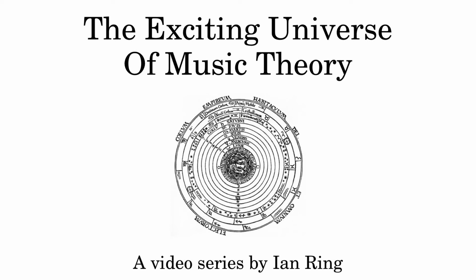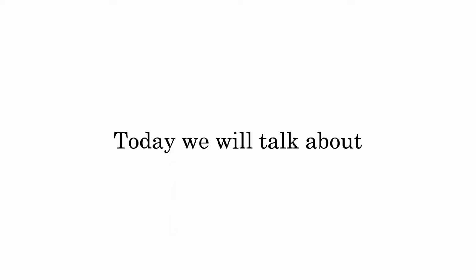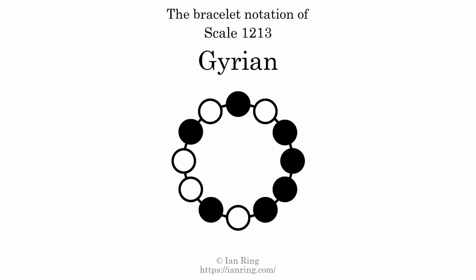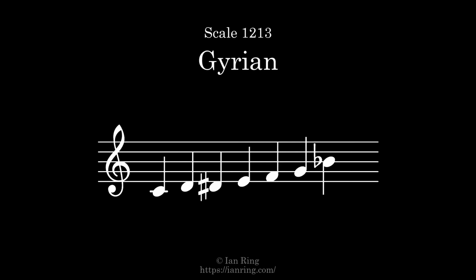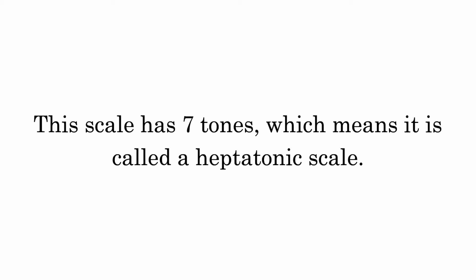Welcome to the exciting universe of music theory. Are you ready to learn? Then let's begin. Today we will talk about scale 1213, Gyrian, which sounds like this. This scale has 7 tones, which means it is called a heptatonic scale.